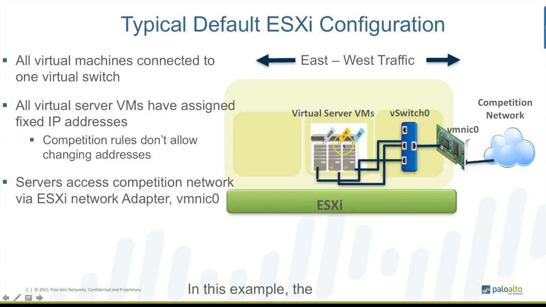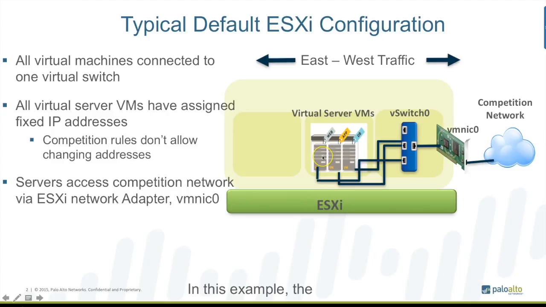And so if this is a public web server, and I'm being scored on it in the competition, it has to be able to be accessed from the competition network as if it's a public server. So I'd come through the VMNIC 0, I'd go through vSwitch 0, and then I would connect to the web server in this particular case.